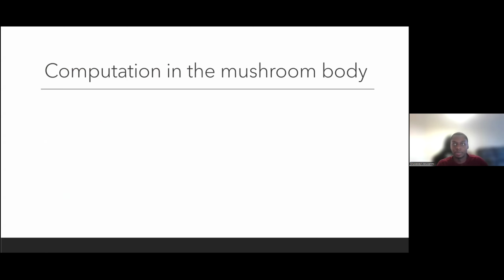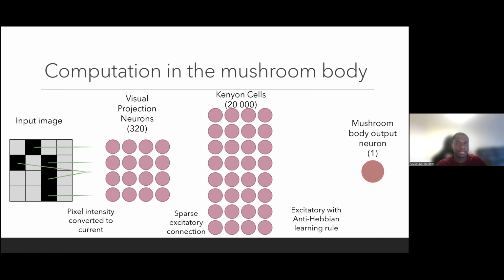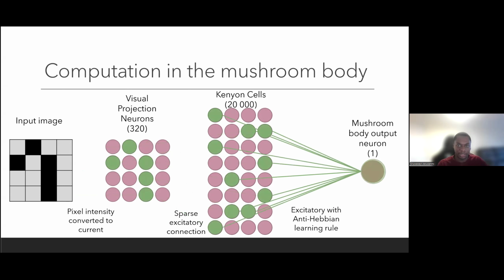So just to take you through the computation and an outline of my model. If we put an image into the model, it goes into the visual projection neurons first, which in my model number 320, depending on the resolution. And then it gets into a much higher space of the Kenyon cells, with 20,000 Kenyon cells. And then the mushroom body output neuron. Now, if you put this input image in, you get this specific arrangement of activations going through the network, and then that activates the mushroom body.